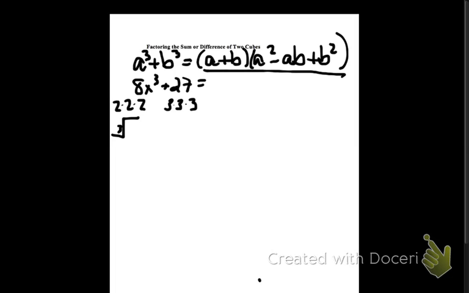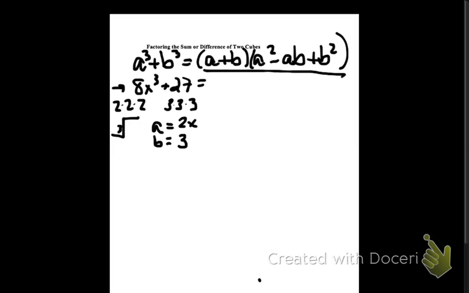Once we've determined this, we need to designate A and B. A is always going to be the cube root of your first term. So the cube root of 8x cubed is 2x. B is going to be the cube root of your second term, which in this case is 27. Cube root of that would be 3.